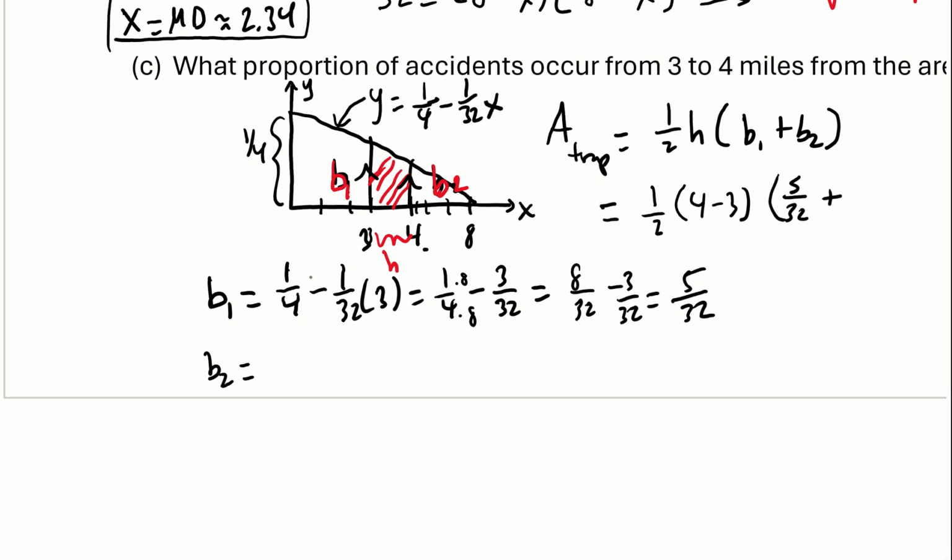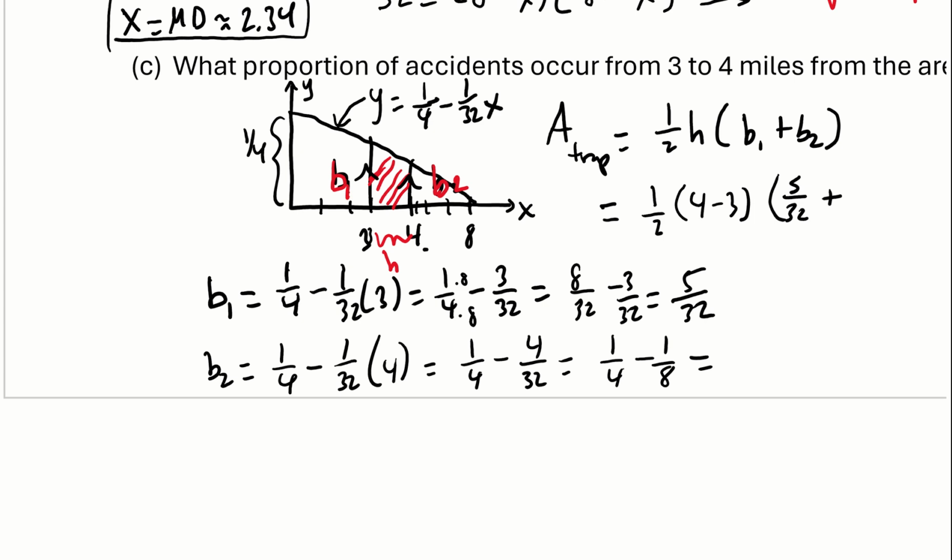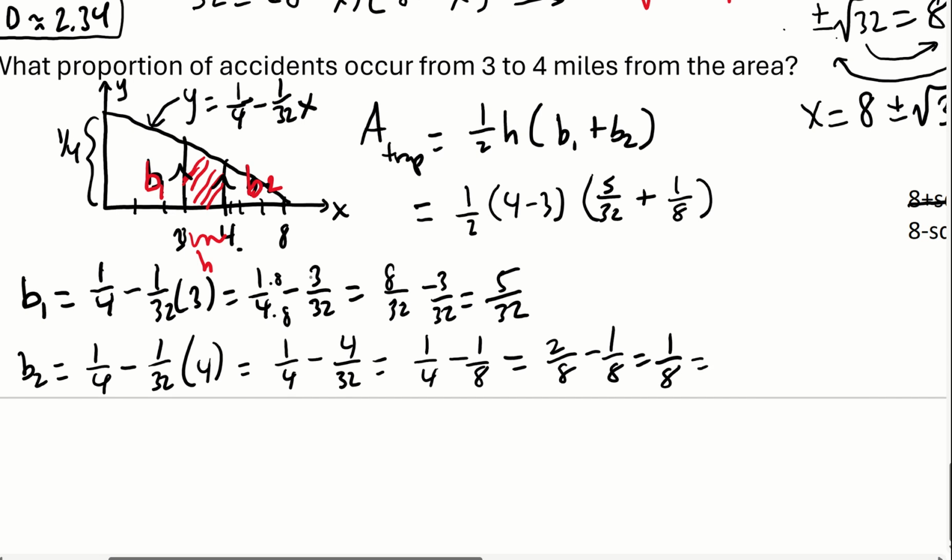And now we're going to do B2, which is 1/4 minus 1/32 x. The x value for that is 4. So we get 1/4 minus 4/32. And 4/32 is the same thing as 1/8, and 1/4 is the same thing as 2/8. So 2/8 minus 1/8 is 1/8. But we might as well convert it in terms of 32. So I'm just going to leave it as 4/32, because we have to combine it with the 5/32 anyway.